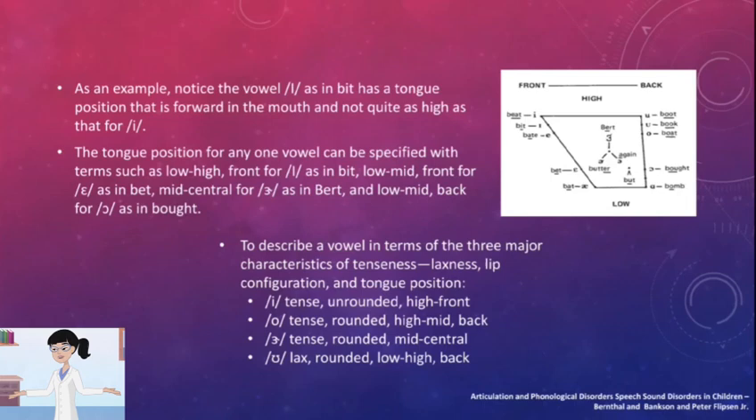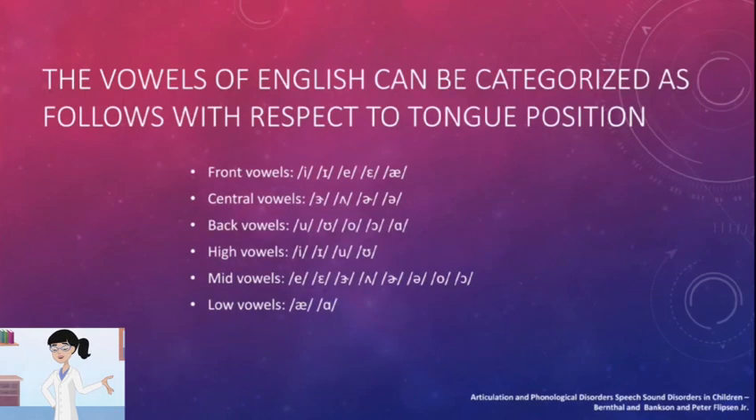To describe a vowel in terms of three major characteristics: tenseness or slackness, lip configuration, and tongue position. A. It is a tense, unrounded, high front vowel. O. It is a tense, rounded, high mid back vowel. O. It is a lax, rounded, high back vowel. A. It is a tense, rounded, mid central vowel. We'll move on to the next slide.